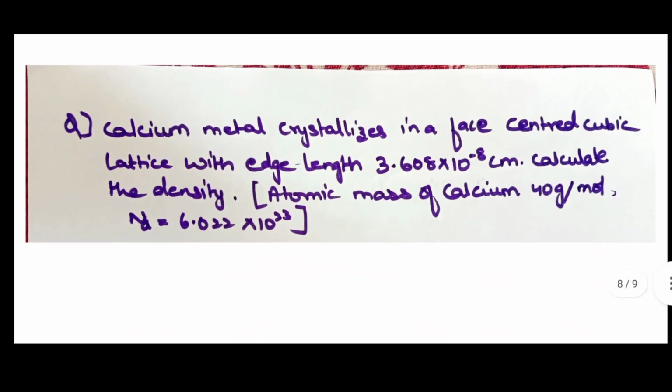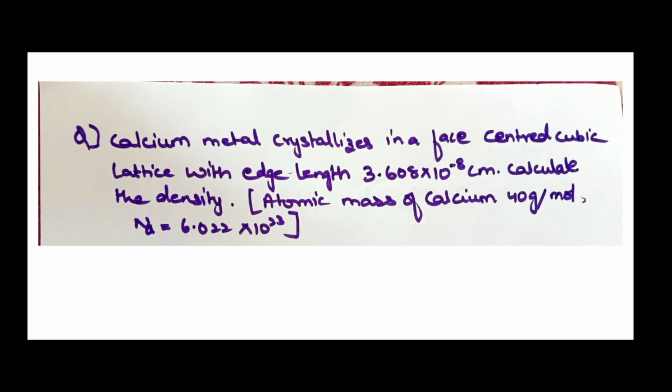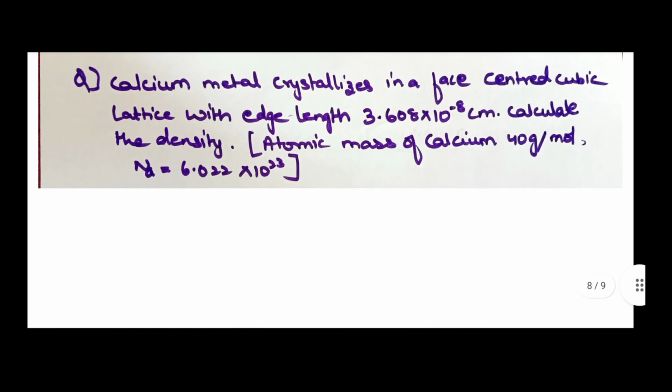Now I have given a small numerical question. Like this, the question can come for your board exam. The question is: calcium metal crystallizes in an FCC lattice with edge length 3.608 into 10 raised minus 8 centimeter. Calculate the density. The atomic mass of calcium is 40 gram per mole and Avogadro's number is 6.022 into 10 power 23, which is the hint which I have given. Read the question twice, analyze whatever is given in the question, think what we have to find, and substitute in the formula.